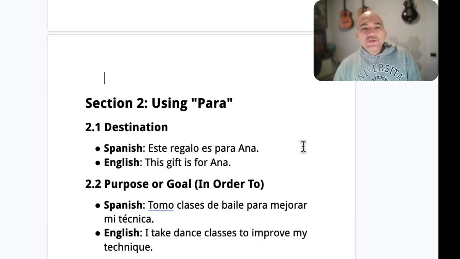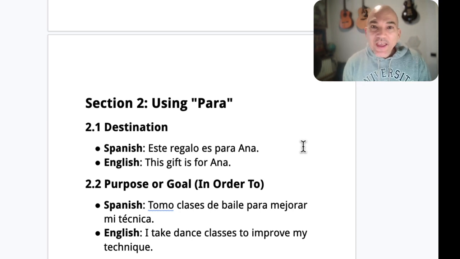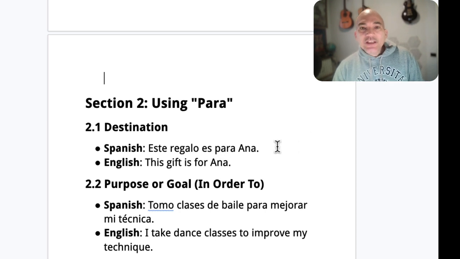So para, you can use it for destination. For example, when you're giving something to someone, okay, you always use para, because that's the destination. I'm doing something as a destination, as a donation, for example, for someone, then you always use para. This is for you. Esto es para ti. Okay, like a gift. Every time you have to give a gift or you have something for someone, then you use para, always. For example, este regalo es para Ana. This gift is for Anna.